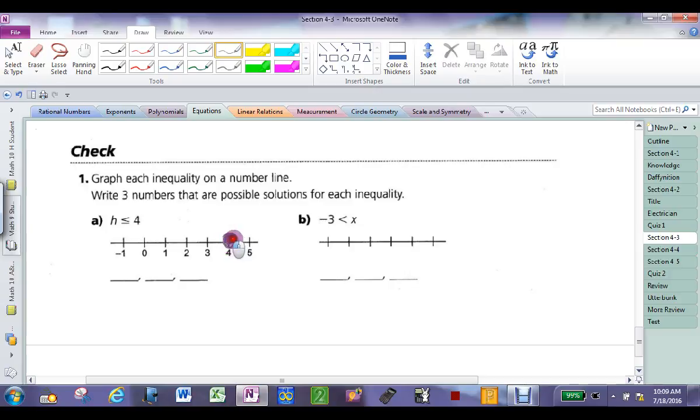Why? And no one is allowed to say because of the symbol. Because it's included, because 4 is a solution. Good job, Paneet. That's not something I say very often.